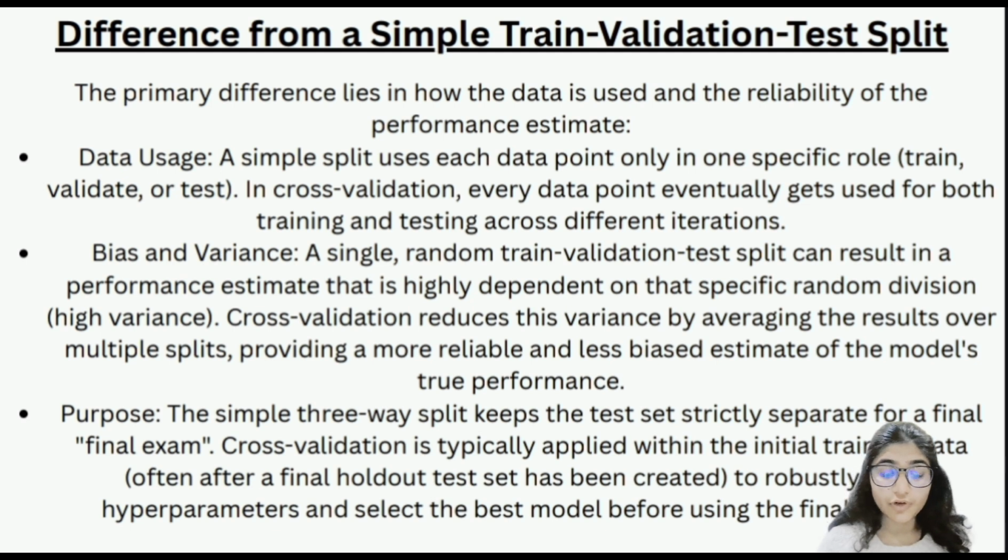Now, if we look at the purpose of both, the simple three-way split keeps the test set strictly separate as a final exam, and cross validation is typically applied within the initial training data, often after a final holdout test set has been created, to robustly tune hyperparameters and select the best model before using the final test set.